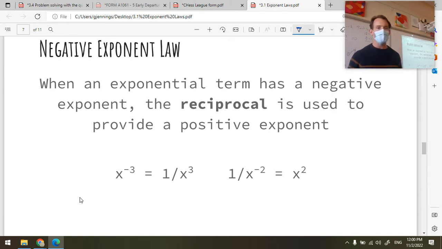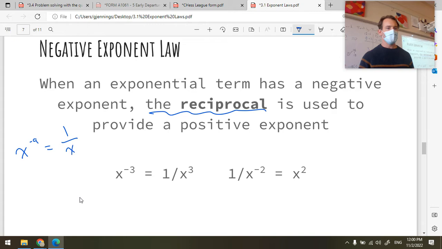So let's take a look. How do we deal with negative exponents? When an exponential term has a negative exponent, you just flip it. It's just the reciprocal of that thing with the positive exponent. All right. So here is your algebraic model. X to the negative a is equal to 1 over x to the a.